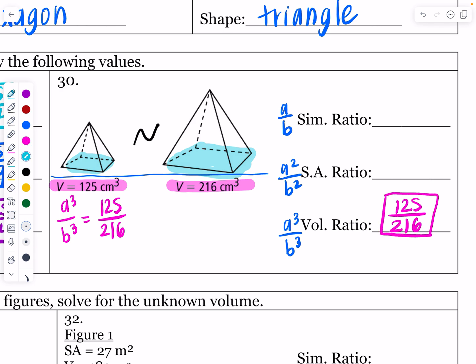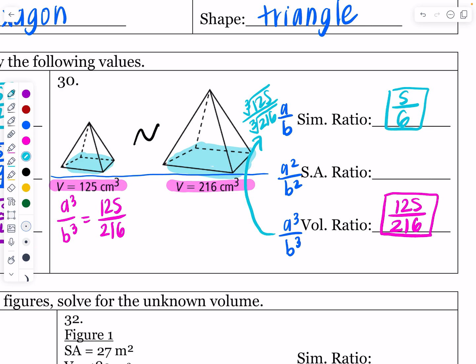So if that's my a cubed over my b cubed, how do I get back to a over b? Well, what is the inverse of cubing something? It's going to be taking the cube root. It's going to be the cube root of 125 over the cube root of 216. You could type that in your calculator. Cube root of 125, we know it's 5. Cube root of 216, I believe, is 6, but let's just double check. 216. Yep, 5 over 6. So there's level 1 unlocked. My similarity ratio is 5 over 6.